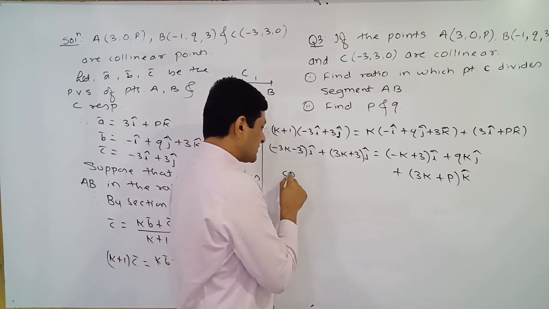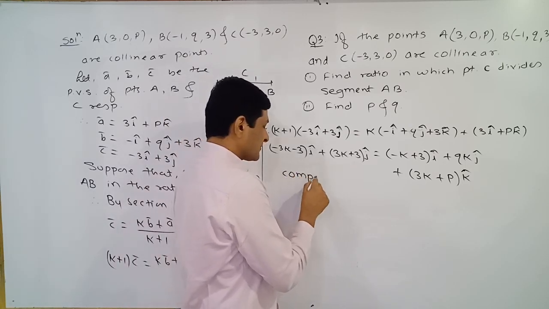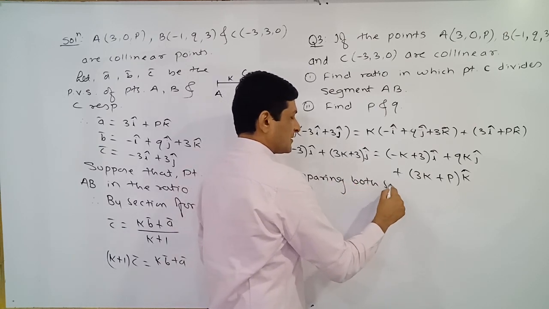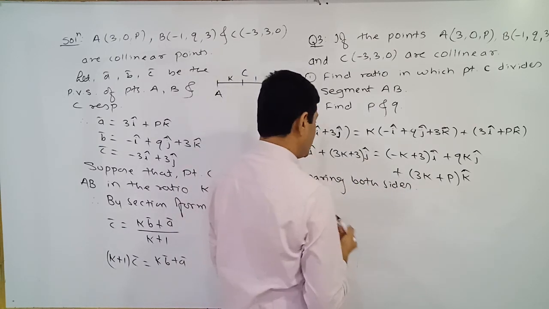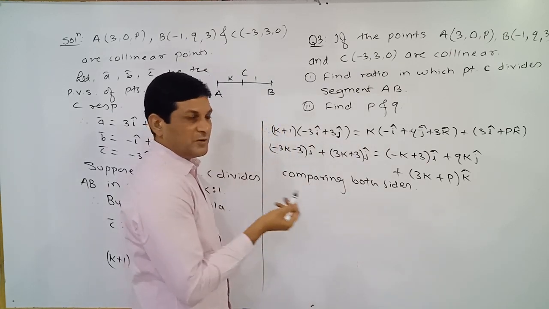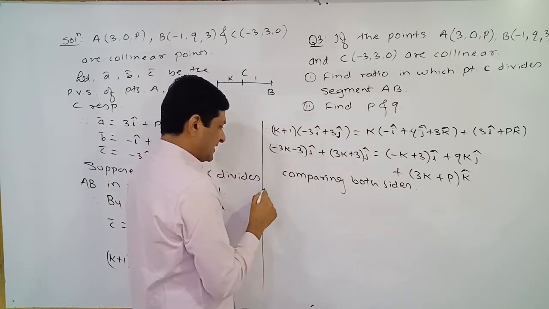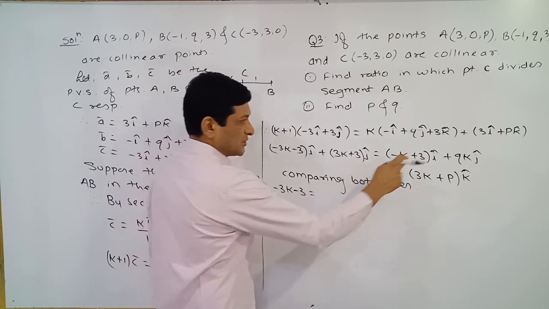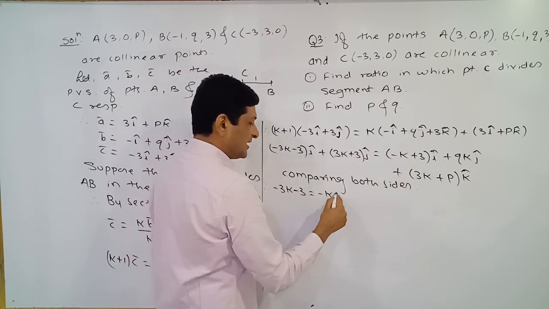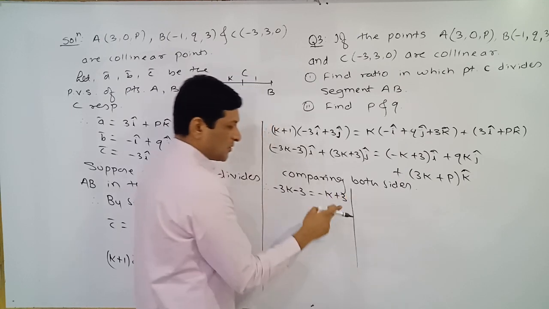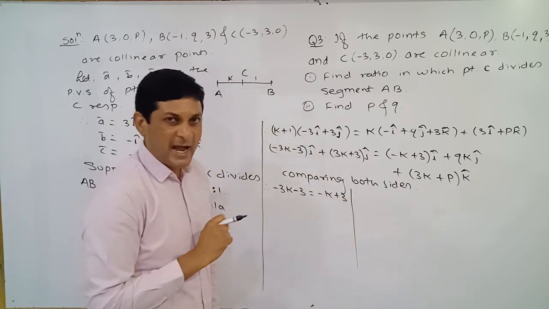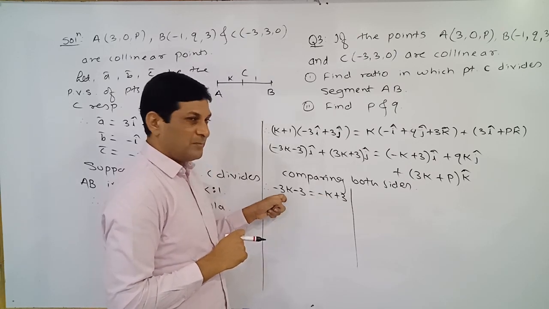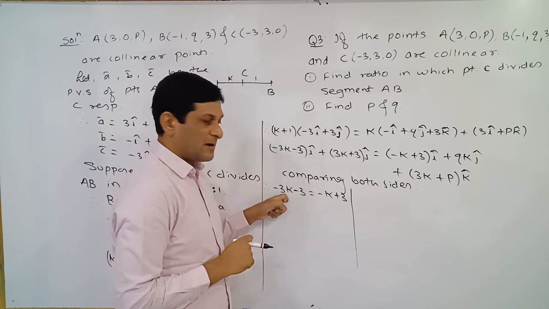So comparing both sides, let us see what we will get. First I am comparing the coefficient of i cap. So here we will get minus 3k minus 3 equals, on this side, minus k plus 3. This result we have got by comparing the coefficient of i cap. Let us simplify this expression. Minus k on this side will become plus k.